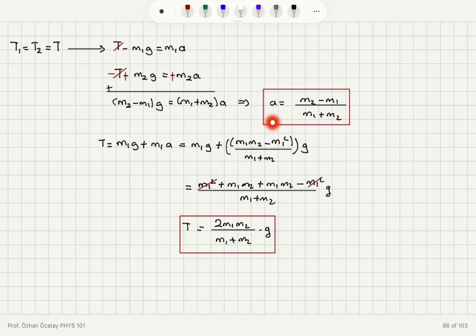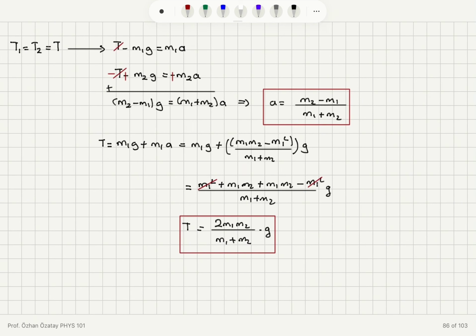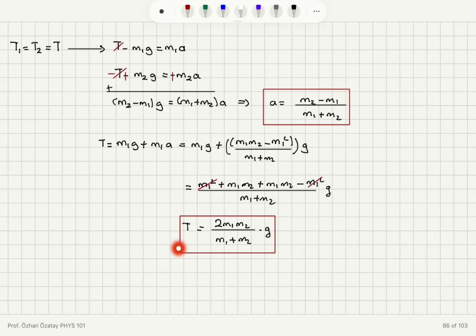Putting these three equations together, I find the common acceleration magnitude M2 minus M1 over M1 plus M2. This is going to be the case when M2 is greater than M1. The system will be moving to the right, or M2 would be going down and M1 would be going up. So that scenario would be correct and A would be positive, as you can see here. And the tension can be obtained from this equation or from this equation. I find it to be 2 M1 M2 G over M1 plus M2, when I substitute for acceleration the result we have found here.